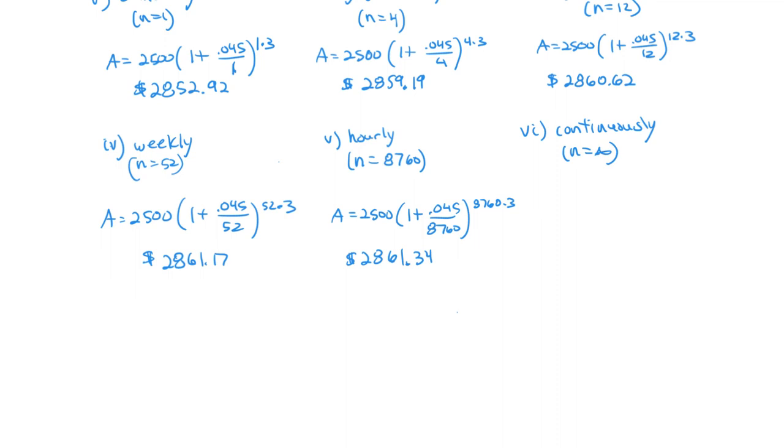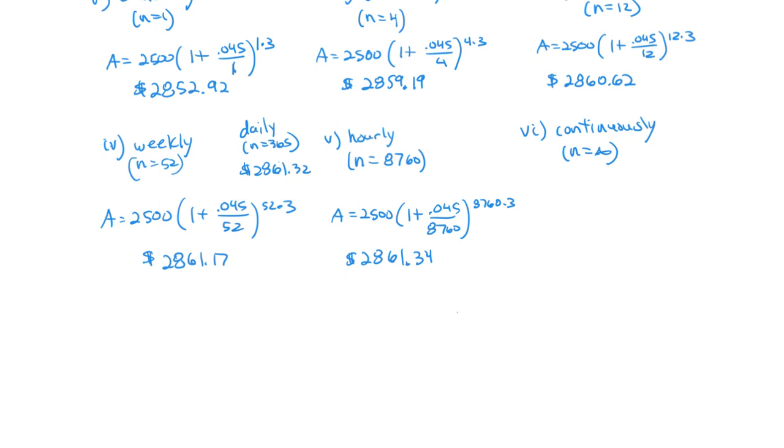There's also a question about daily. So if you do daily, then n would be 365. So let me just squeeze this in here, just so we can see the difference. So of course n would be 365. Daily, if you go through the math, you get 2861.32. All right, so here's weekly, daily, hourly. Not a whole lot of difference.